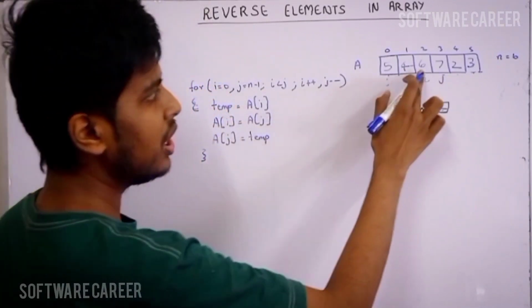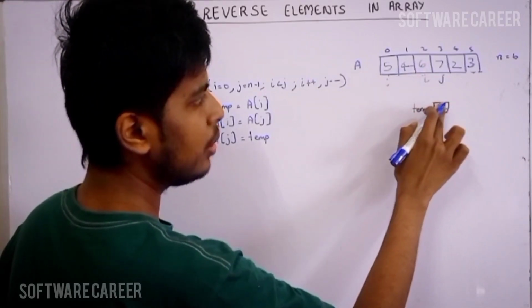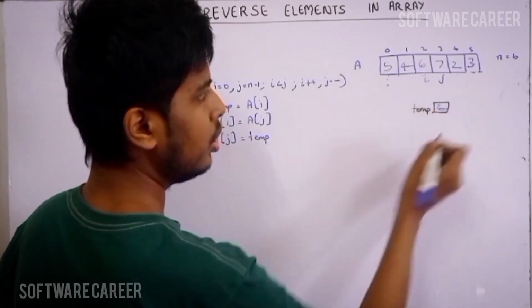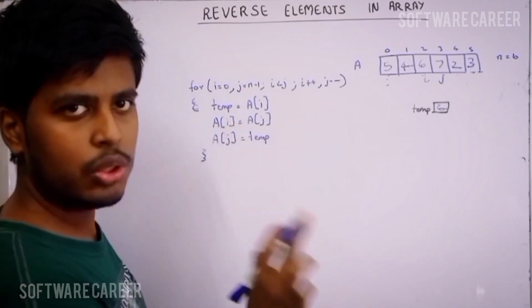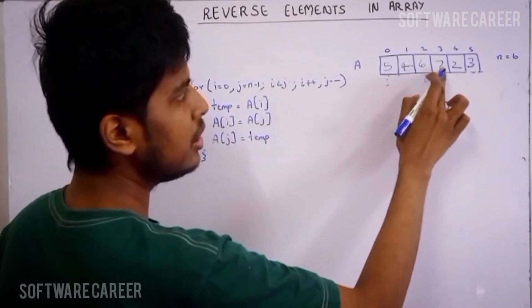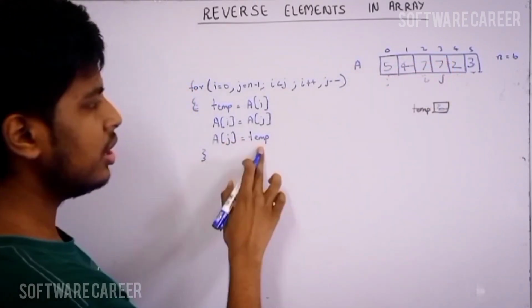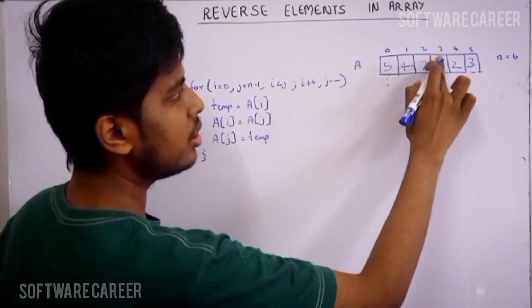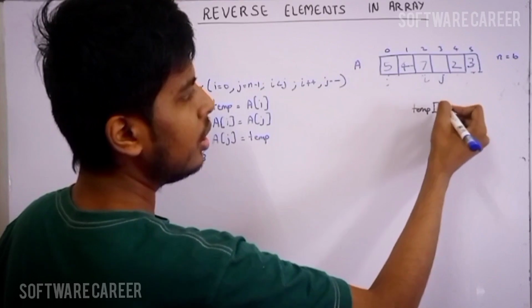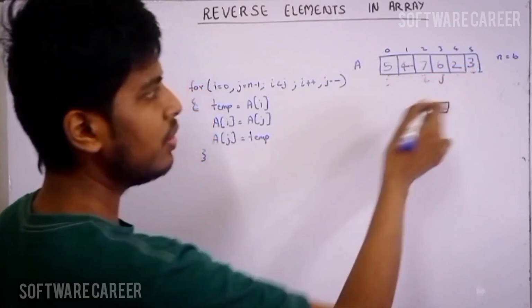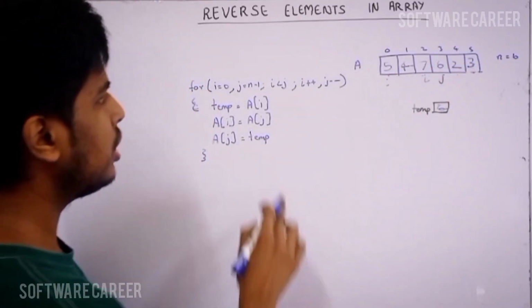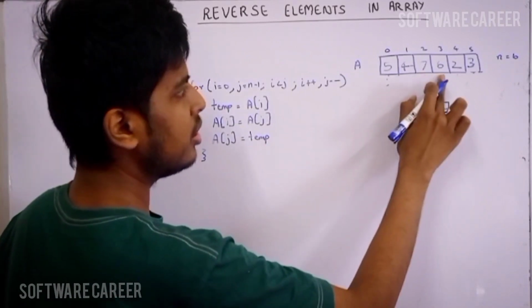Now temp equals A of i, so 6 gets stored in this temp value. Now A of i equals A of j, so in the 6th place 7 gets stored. Now A of j equals temp, so at this place 6 gets stored. Now 7 and 6 got swapped. Now see, i plus plus, j minus minus.